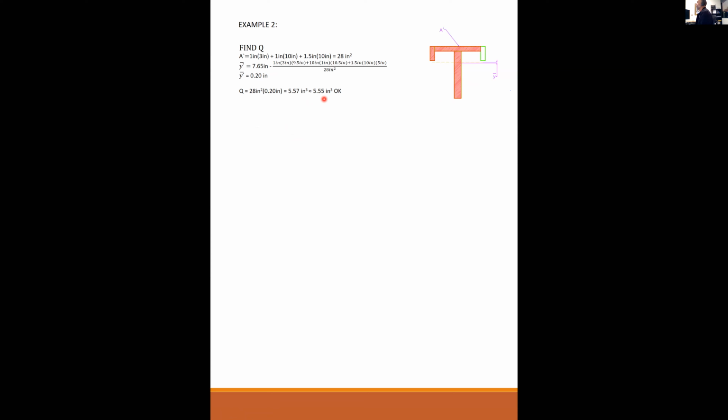So it actually works. And this is a great way to check your work, especially with something as confusing as having a vertical shear plane.